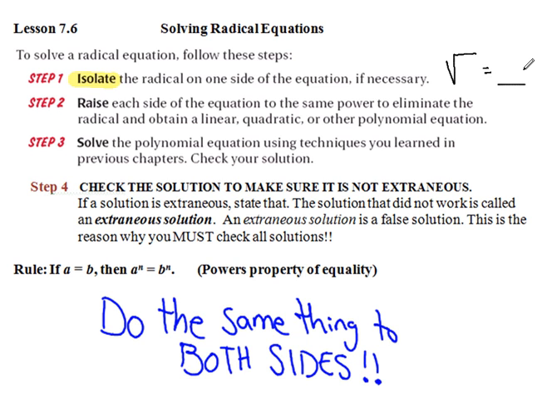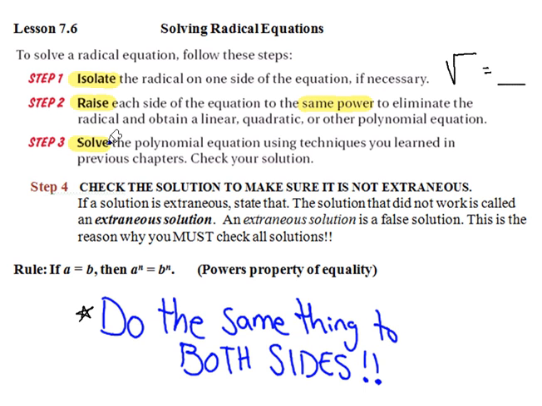Step 2, you're going to raise each side of the equation to the same power. So basically, do the same thing to both sides. That's what I have written down here. You guys know that, right? We've learned that in math for a long time. You've got to keep that balance. So raise each side to the same power to eliminate the radical and obtain a linear, quadratic, or other polynomial equation. The next step is to solve the polynomial equation using techniques you learned in previous chapters.